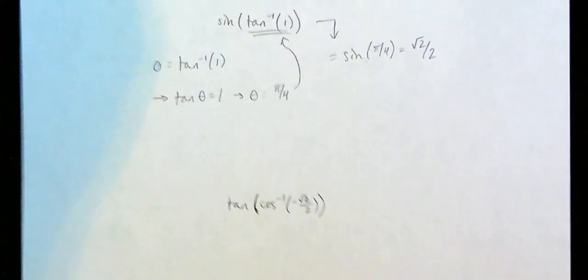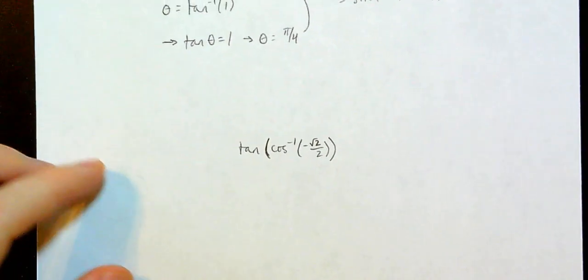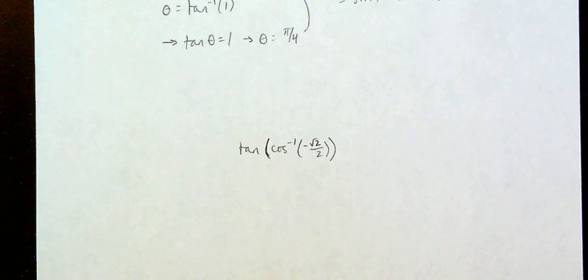Try this last one on your own. Try to find the tangent of the inverse cosine of minus radical 2 over 2. So once you think you have the answer, press play on your video and see if you came up with the correct answer.